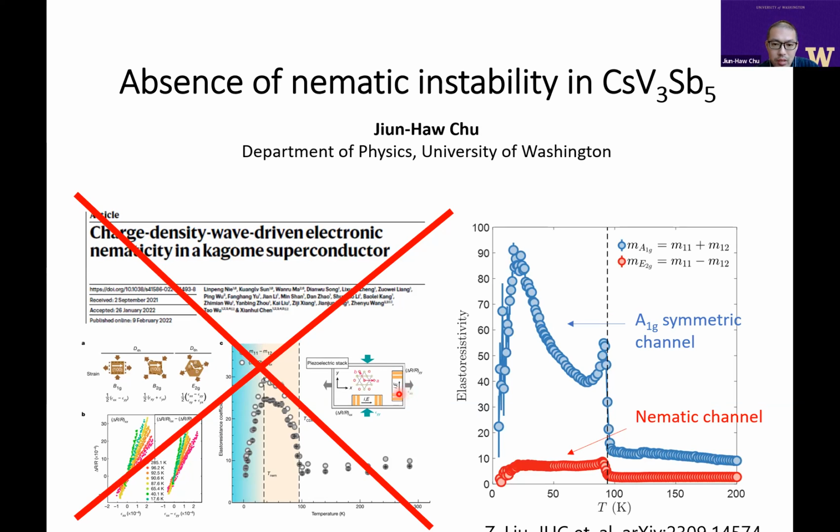What we found in the elastoresistivity measurements, which is the canonical measurement to probe the nematic susceptibility in a solid, is a very weak and temperature-independent response in the nematic E2g channel. In contrast, there's a very strong A1g response, reaching a value of 90 or hundreds. This is comparable to the nematic susceptibility in iron-based superconductors, with a peak temperature around 20 Kelvin. Most of the results in this talk are summarized in this recent preprint.